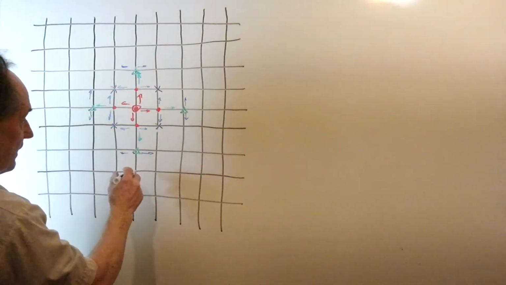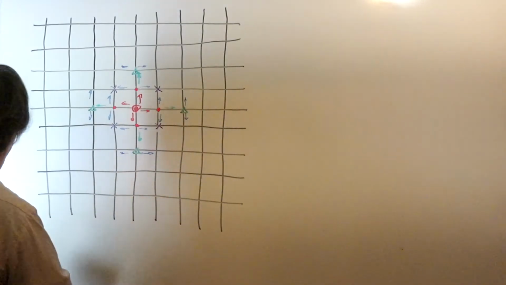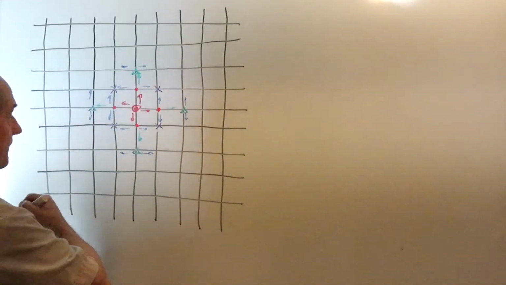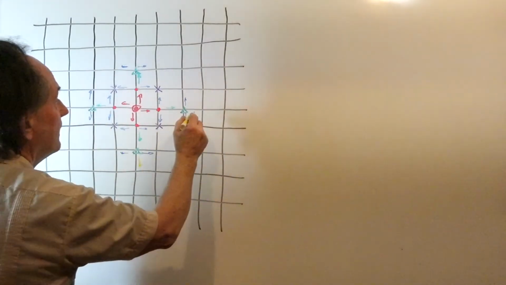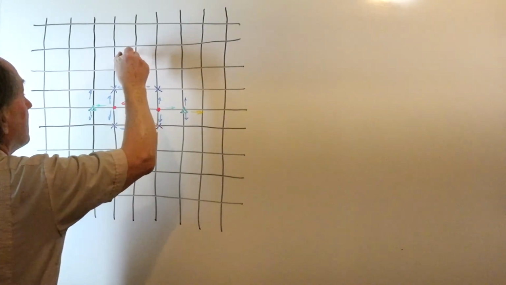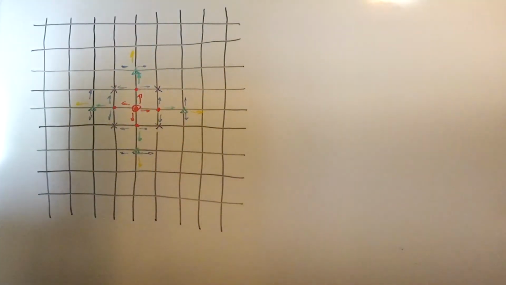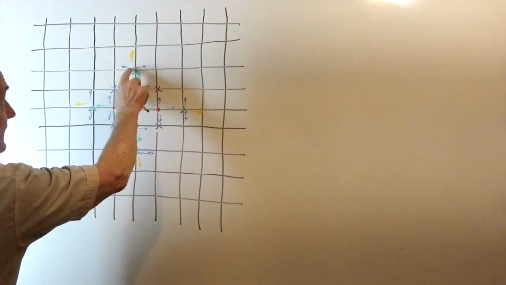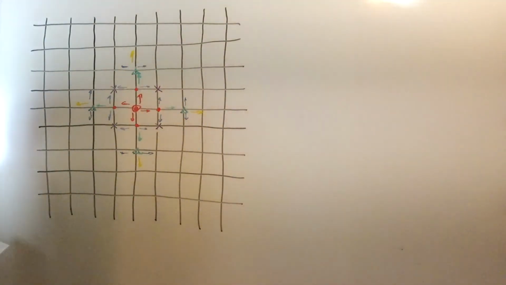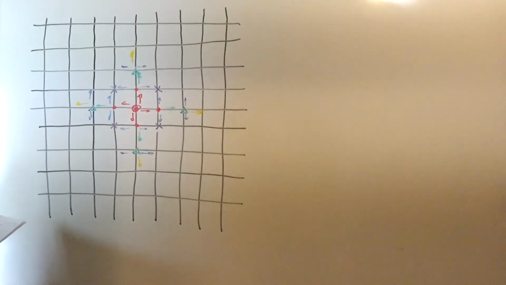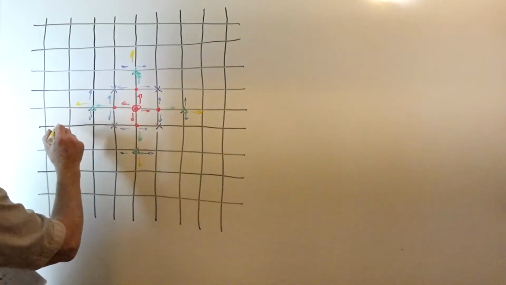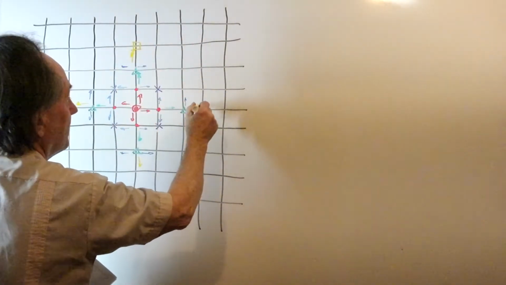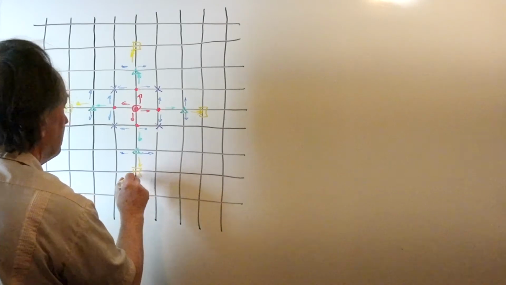But the current coming out in this direction is not going to be the same necessarily. So this current, this current, this current, by symmetry, are the same currents, but they're not the same as the other two currents that are leaving that particular node. Now, the potential at this spot, this spot, this spot, and this spot have to be the same.